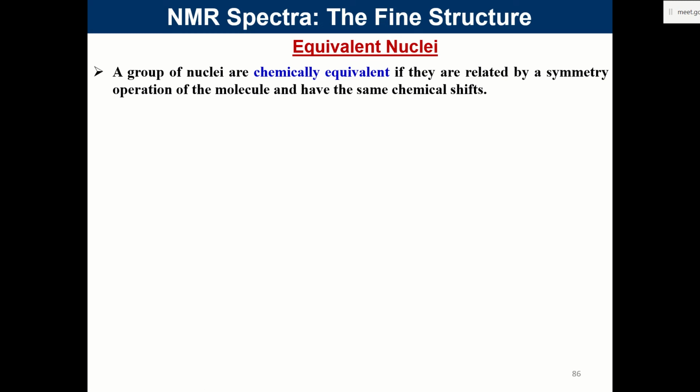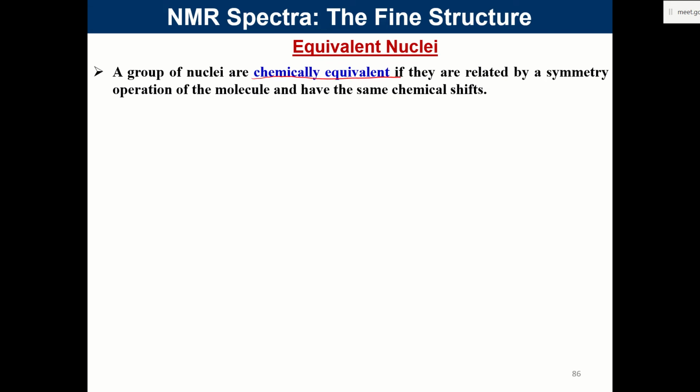Today we are going to learn about equivalent nuclei. The terms chemically equivalent nuclei and magnetically equivalent nuclei are terms that you will encounter while studying NMR spectroscopy. Just the basics, we will try to understand.